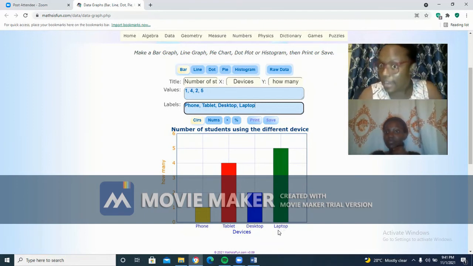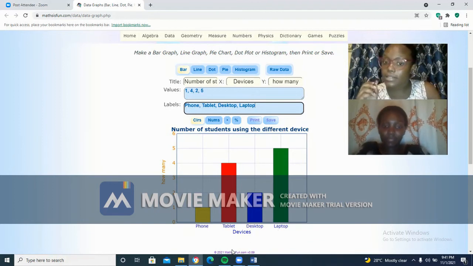So for this task, my little investigators, we'll need to get our pencils. We'll take our pencils and put them right at the line above the name of the devices which are being used. Take, for instance, we got a question saying, how many students are using tablets? So we are going to look for the word tablet. After we find tablet, place your pencils right on the line above the word tablet.